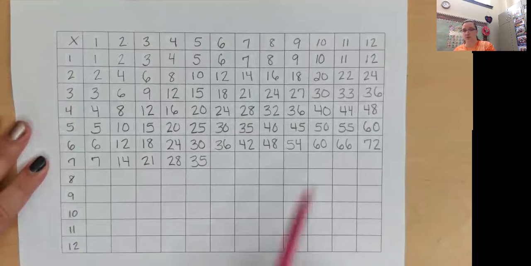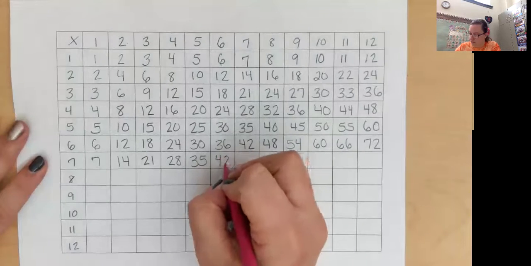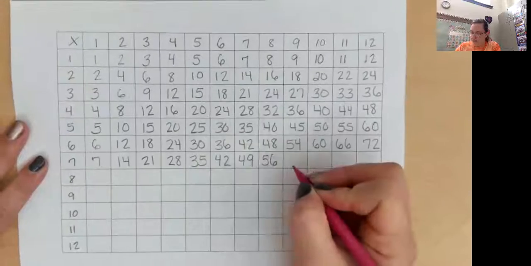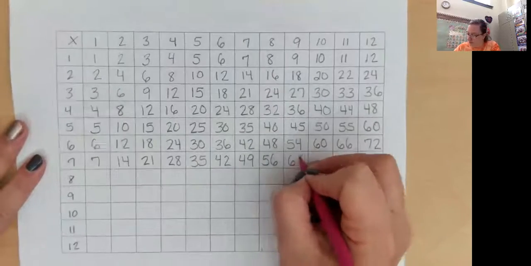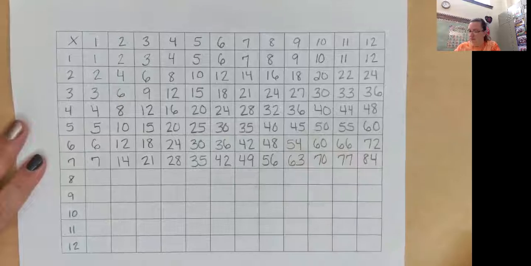Probably. So I'm going to continue the 7's row, and then we'll go back and do that row so that we can fill in the ones that we've already done. So here's 42, 49, 56, 63, 70, 77, and 84.